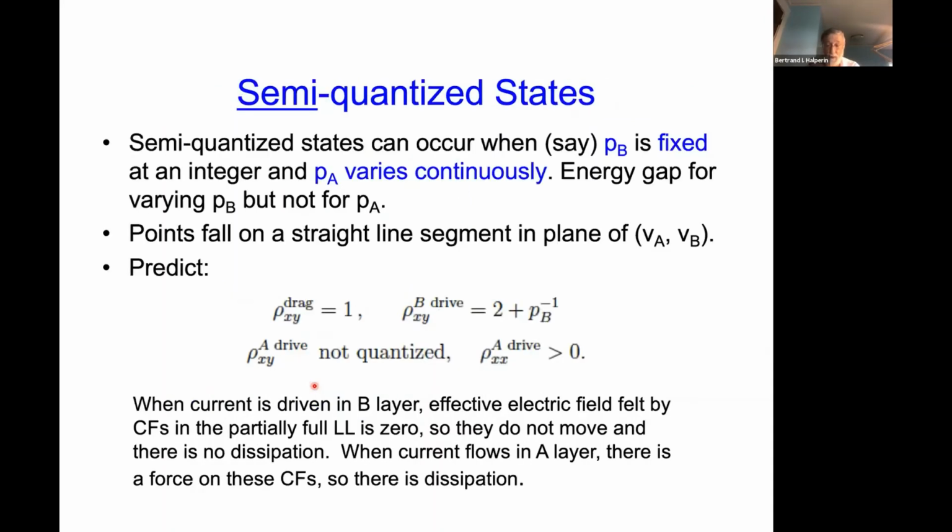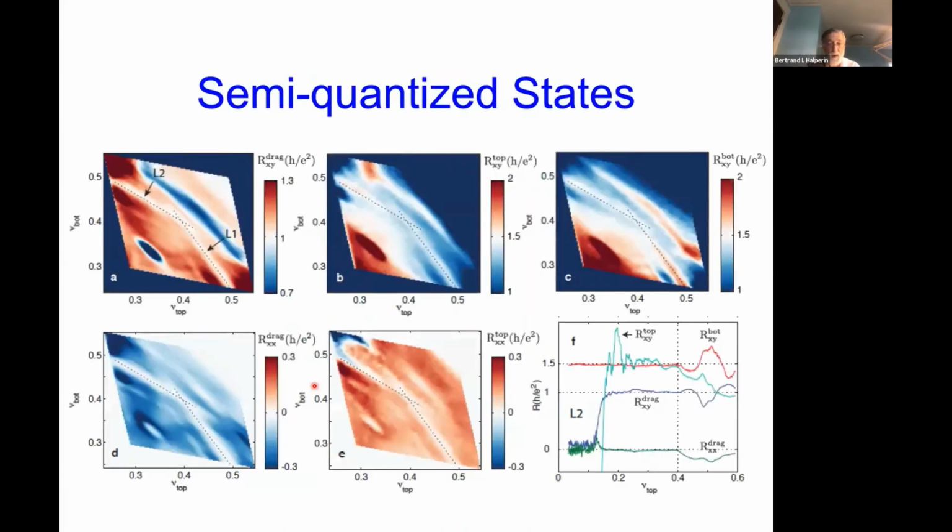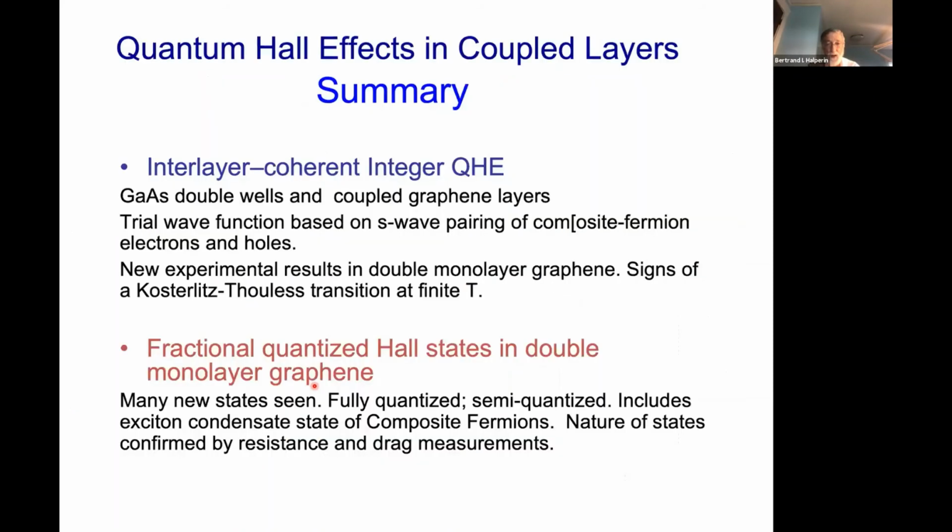There are also semi-quantized states, which we see when, say, PB is fixed at an integer in one layer, but PA is not an integer and varies continuously in the other layer. They result in these straight lines in the plane of nu top and nu bottom, at which we get diminished resistances, diminished drag resistances and so forth. I won't have time to go into that, but let me say that they're also very interesting.